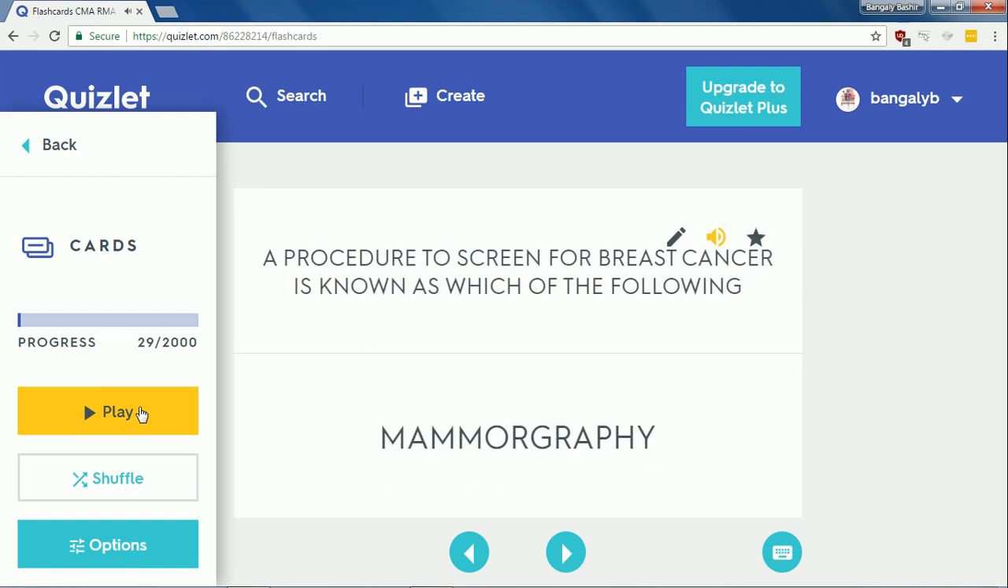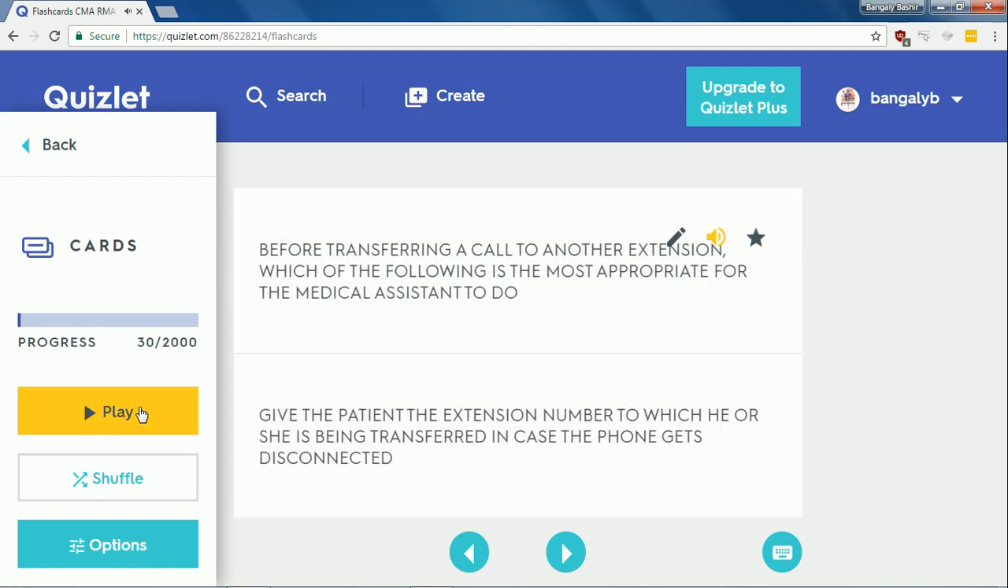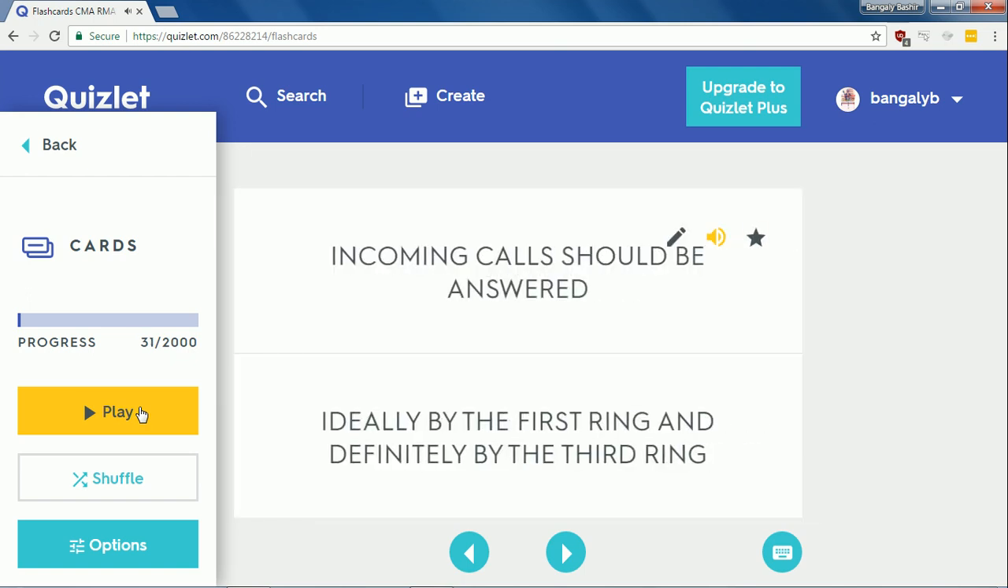A procedure to screen for breast cancer is known as which of the following? Mammography. Before transferring a call to another extension, which of the following is the most appropriate for the medical assistant to do? Give the patient the extension number to which he or she is being transferred in case the phone gets disconnected. Incoming calls should be answered ideally by the first ring and definitely by the third ring.